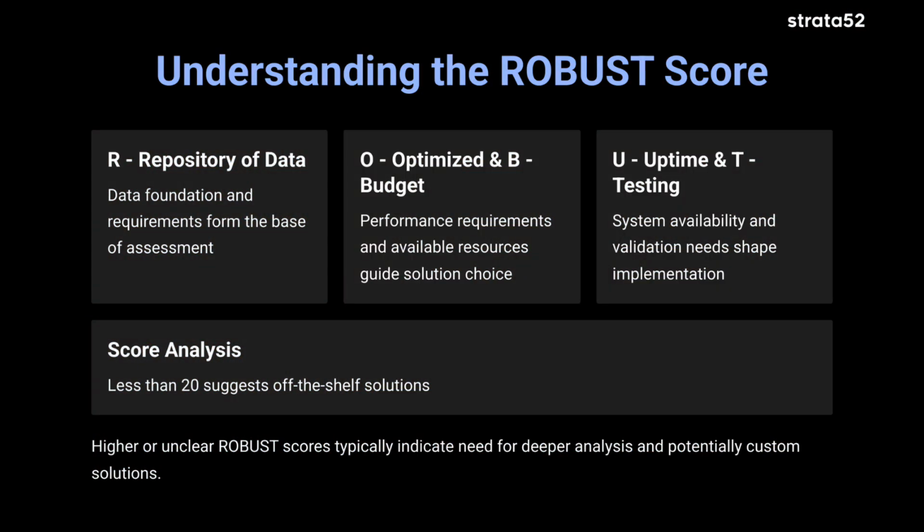As a quick refresher, let's start by revisiting why the ROBUST score is so crucial. You'll recall that ROBUST stands for repo of data, optimized budget, uptime importance, security, and time to market. When you sum up the scores across these six categories, a lower total typically suggests simpler solutions are more suitable, while higher or uncertain scores may require deeper research or custom built approaches.